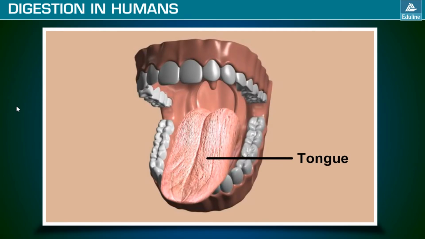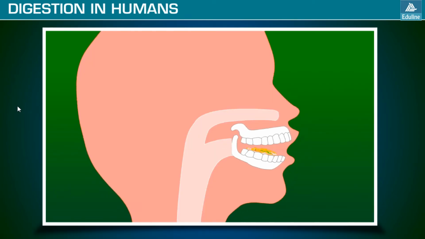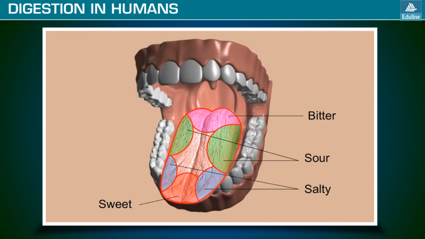The tongue is a muscular organ. Tongue helps to mix saliva in the food. It also helps to push the food down the food pipe or esophagus. Taste receptors are present in the tongue and give us the sense of taste.